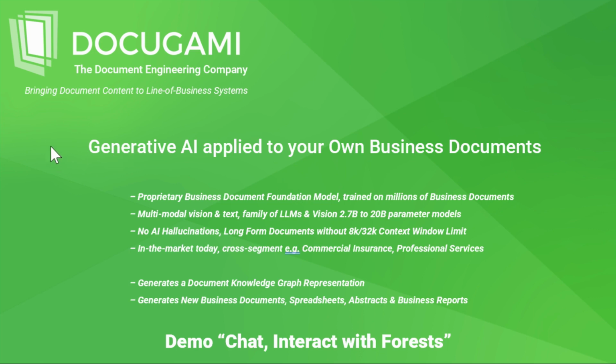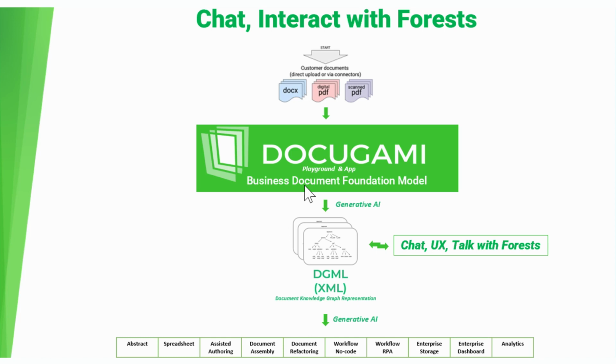We are cross-segment, and we sell into the commercial insurance space, financial space, commercial real estate, professional services, and many others. Now, the way we do that is by taking a different approach than what we saw otherwise in the market. Docugami is both an app and a foundation model with a playground and an API.